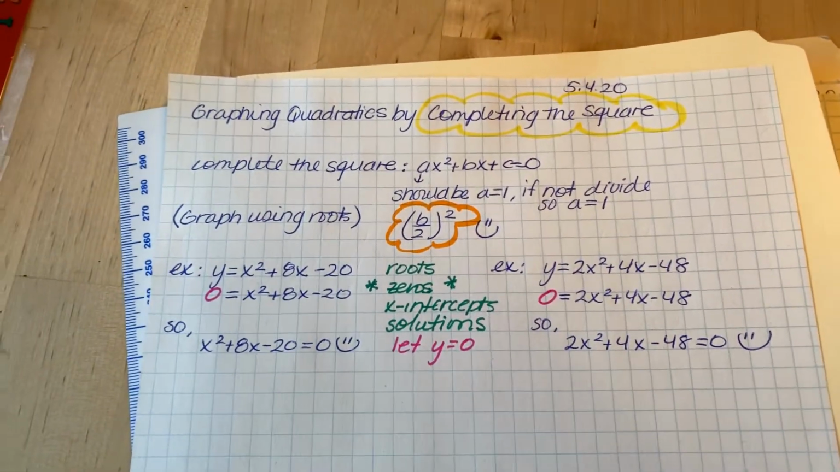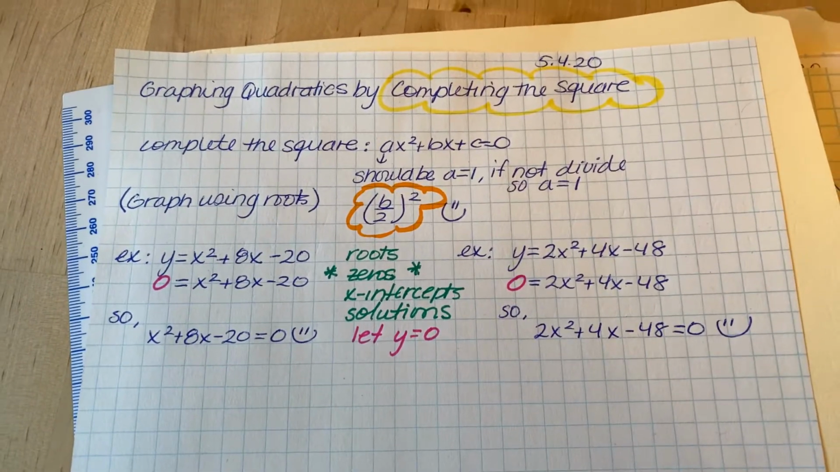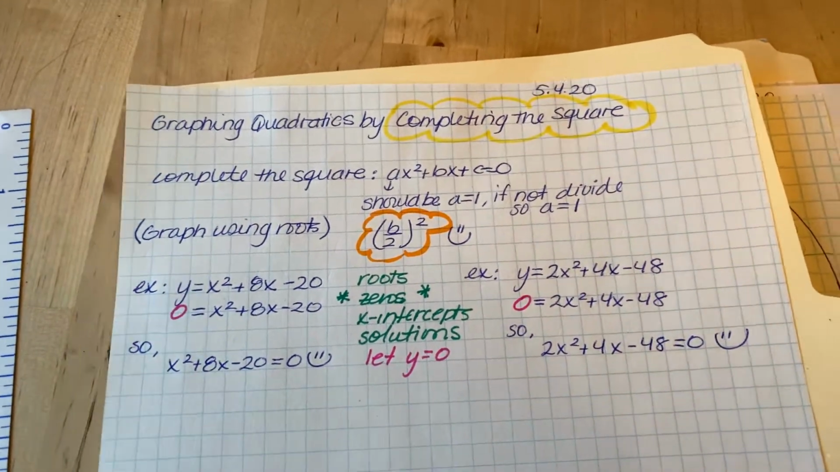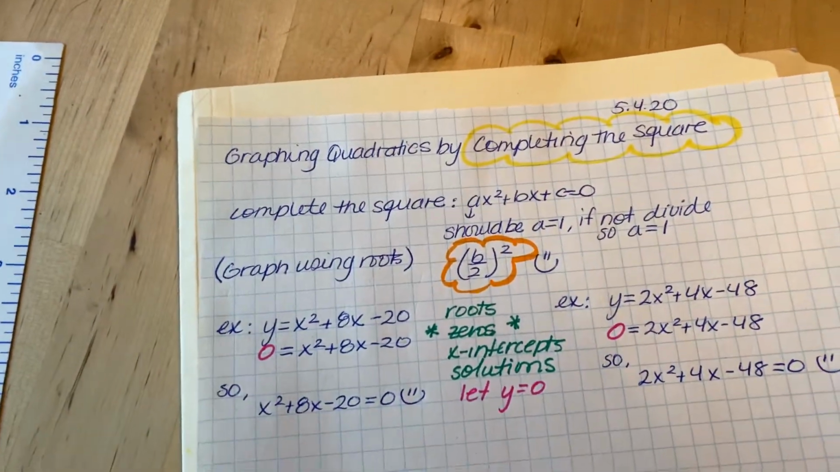After this, we're going to jump into graphing circles, and it's not as detailed as what we're going to be doing here. You will complete the square, but okay, so here we go. We're going to complete the square.